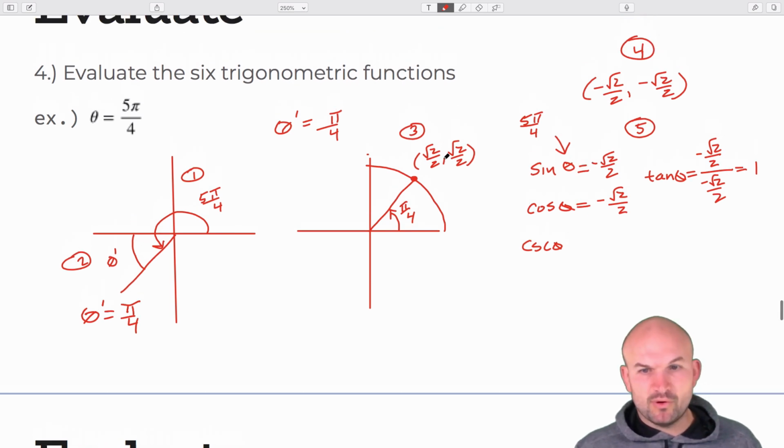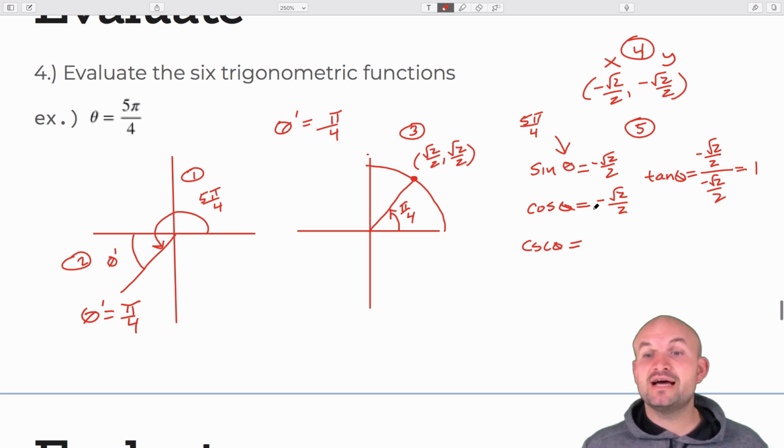So instead of using this point, we need to use this point where the x and the y are both negative. Now, again, we have an x and a y coordinate. We can use our new trigonometric function definitions. Sine is the y coordinate, cosine is the x coordinate. Tangent is the y over x, which is 1.